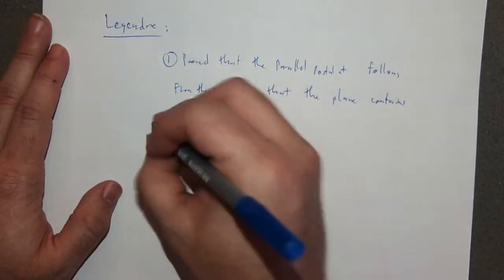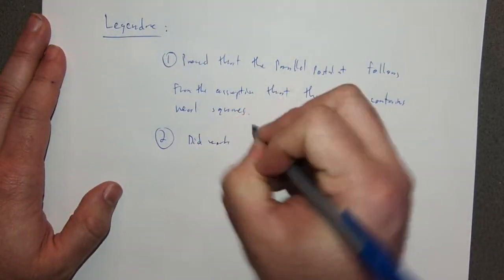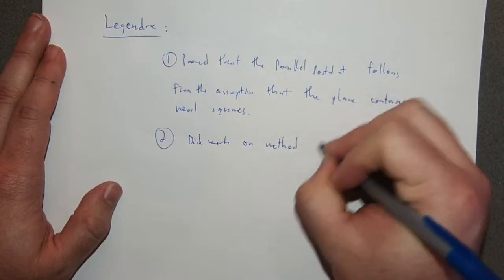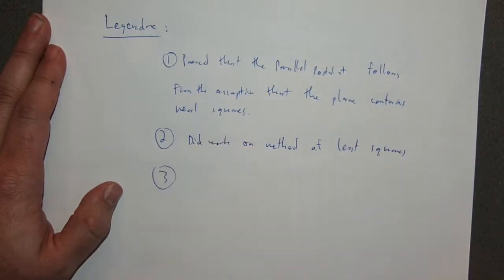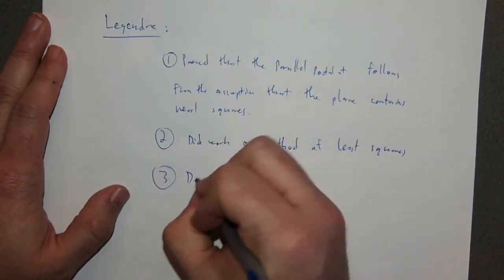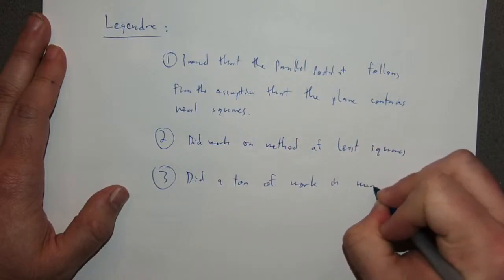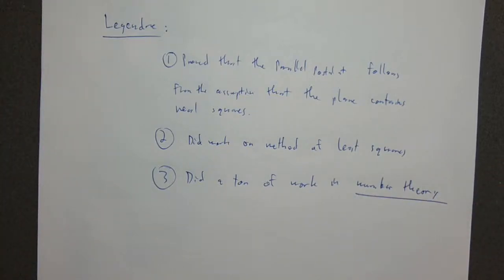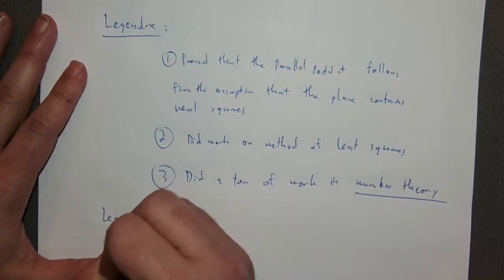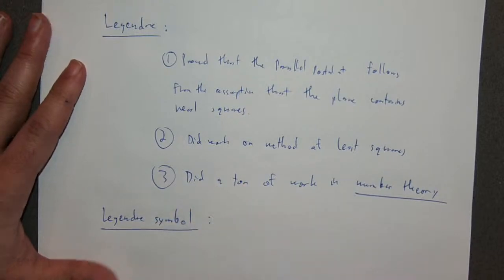So he also did work on the method of least squares. Have you ever heard of the method of least squares? And he did a ton of work in number theory. So in number theory, he defined a symbol that's named after him, and it's called the Legendre symbol. Okay, that's not maybe so creative of a name.